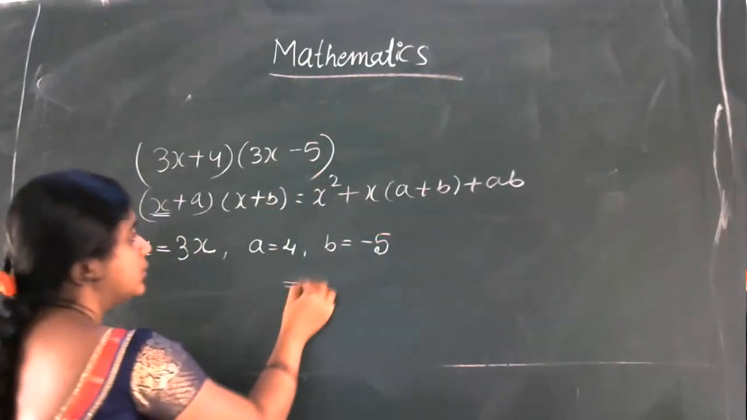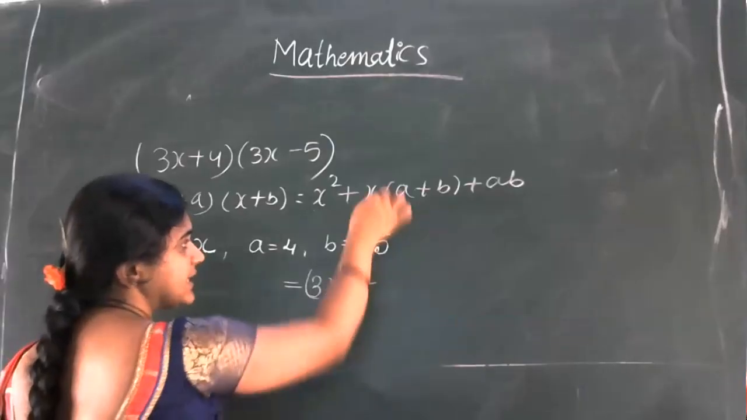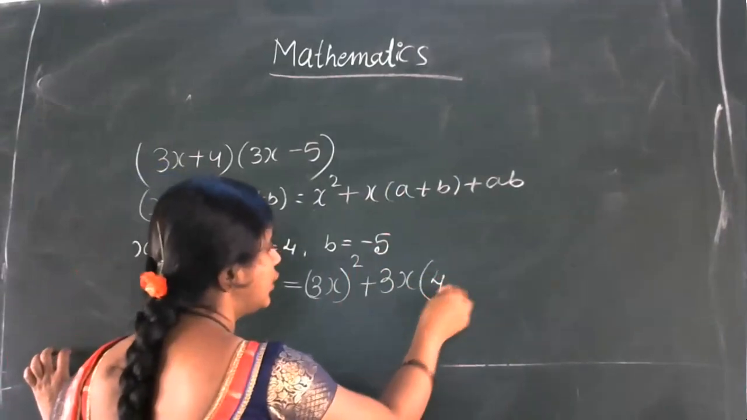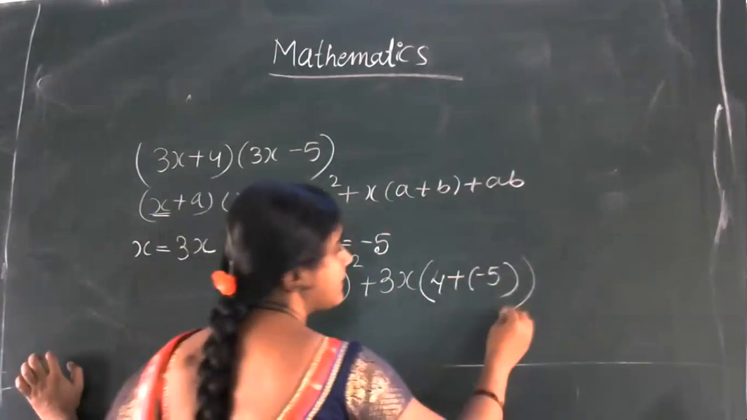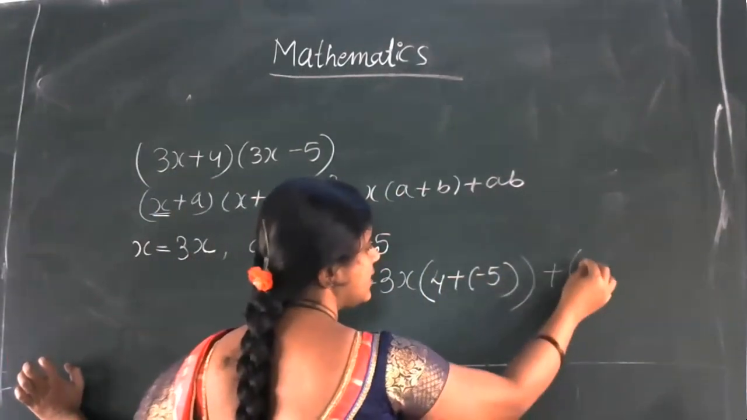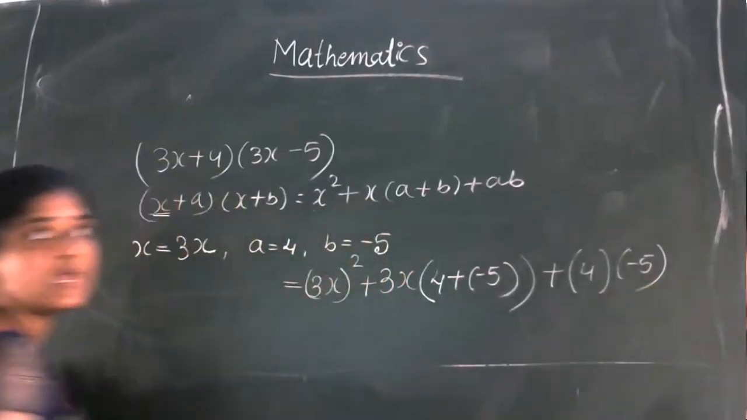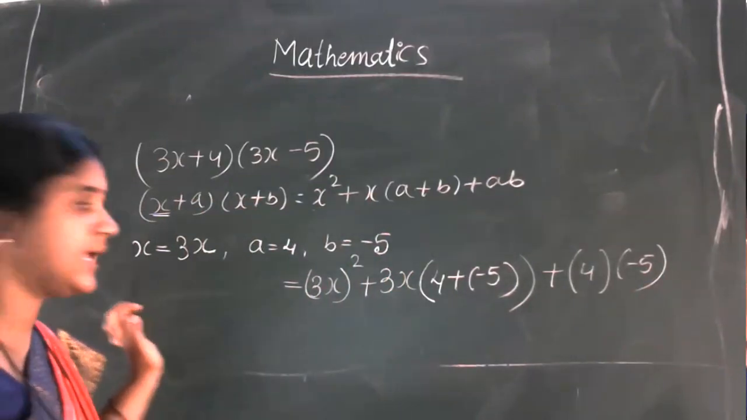Then what you have to do? In place of x, write 3x whole square, plus again x place 3x only, times a plus b, where the a value is 4 plus the b value is minus 5, bracket close. Then a value 4 into b value minus 5. So this is the way of substitution. Is that clear? While substituting, we have to be very careful.